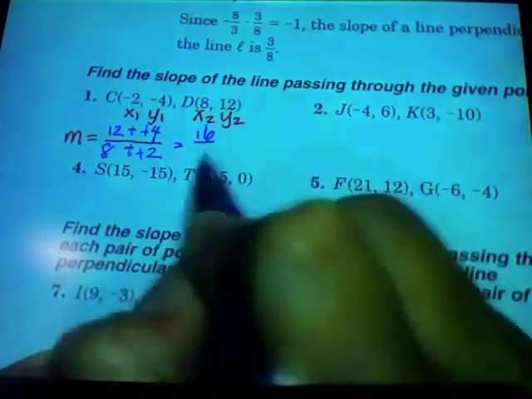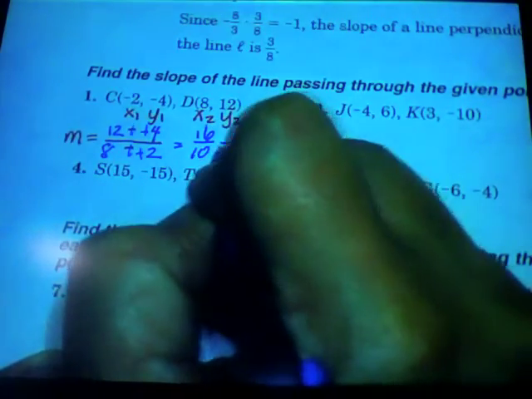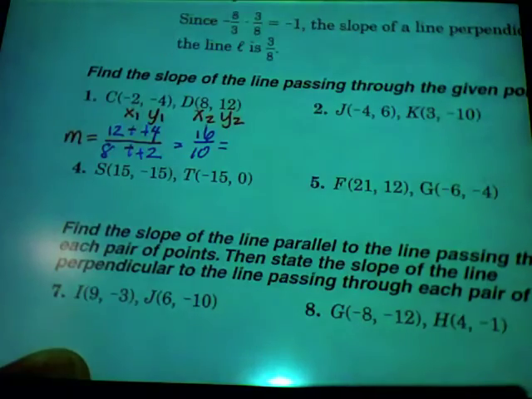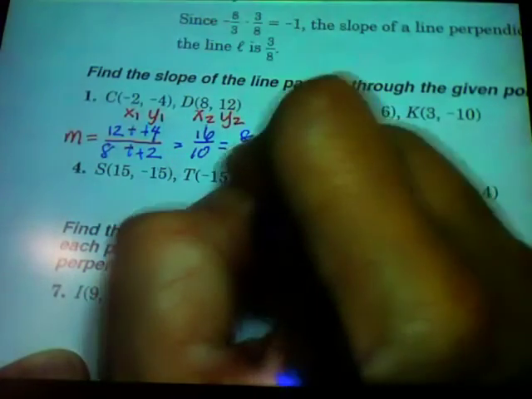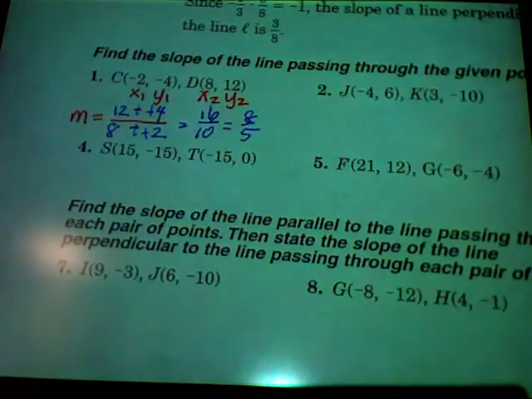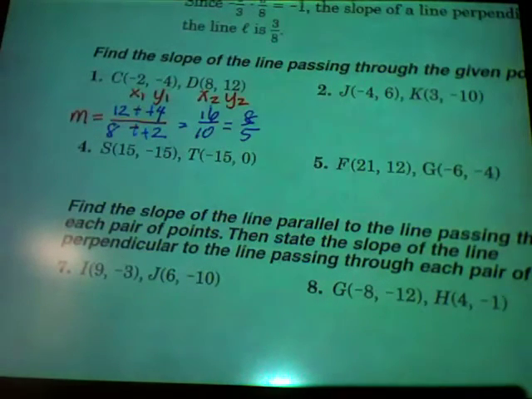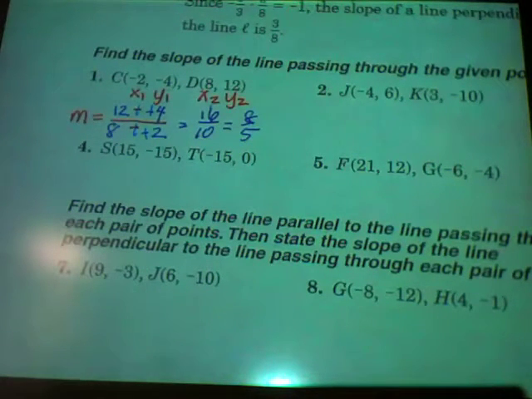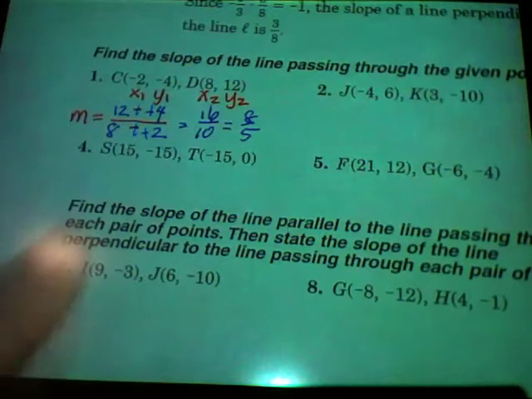16 over 10. Does that reduce? To 8/5. So what is the parallel slope to 8/5? Parallel slope, 8/5, same slope. What's the perpendicular slope? Negative 5/8. Good. All right, so you do number 4.